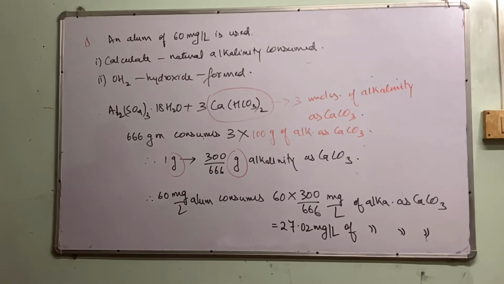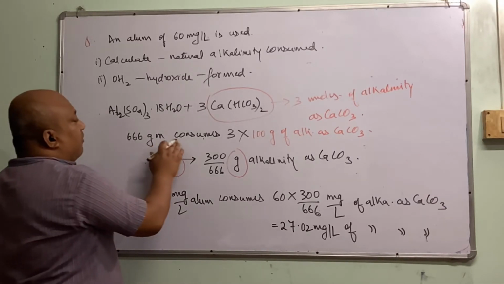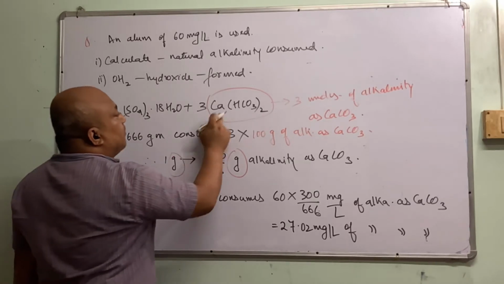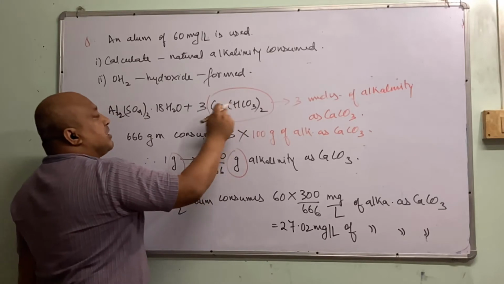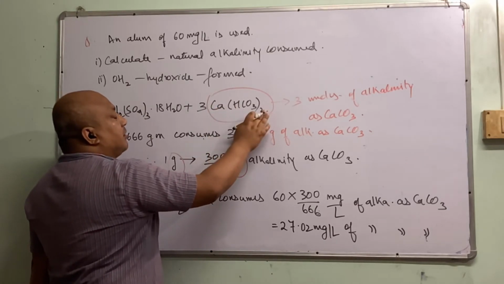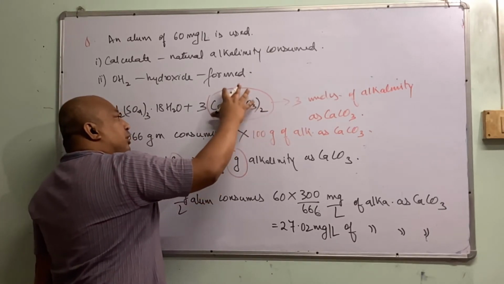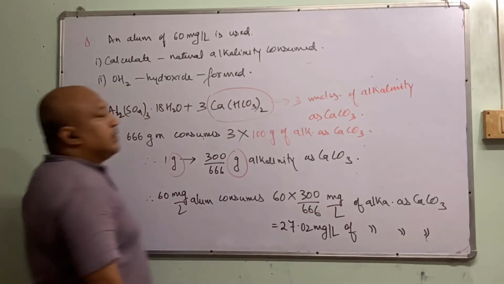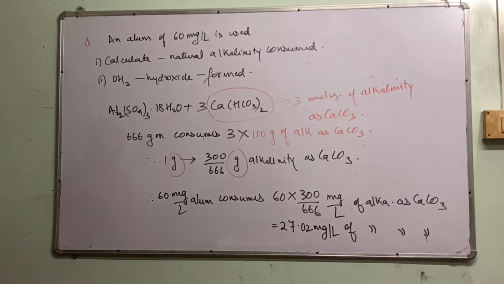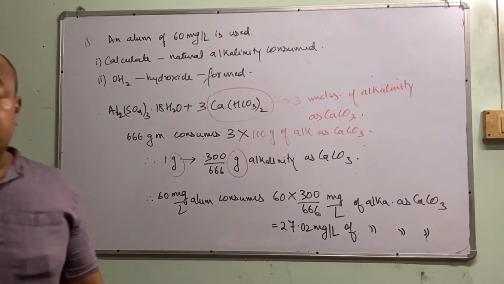So the next part is how much hydroxide is formed. Please copy it down. 666 gram of alum consumes 3 moles of alkalinity. This you don't have to find as molecular weight of calcium into whatever. One alkalinity equivalent to 1 mole is equivalent to 1 mole of alkalinity as calcium carbonate. So finally, if you use 60 milligram of alum, it will produce 27 milligram per liter of alkalinity. Sorry, it will consume.